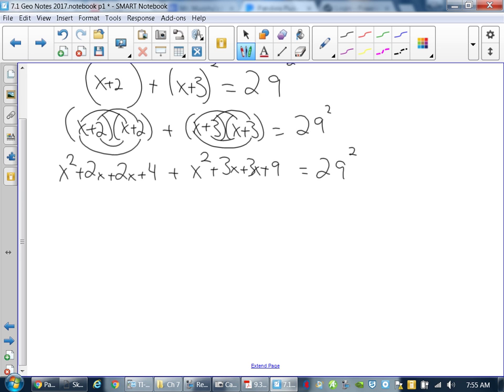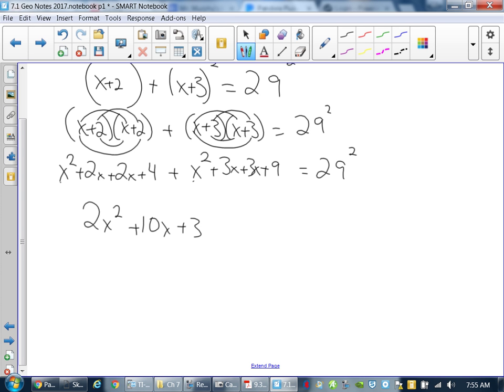I'm going to do that in two steps, without trying to do too much at once for you guys. Actually, this one I can do all at once. I have an x squared, and another x squared is 2x squared. 2x plus 3x is 5x, so it's 10x. 4 and 9 is 13.